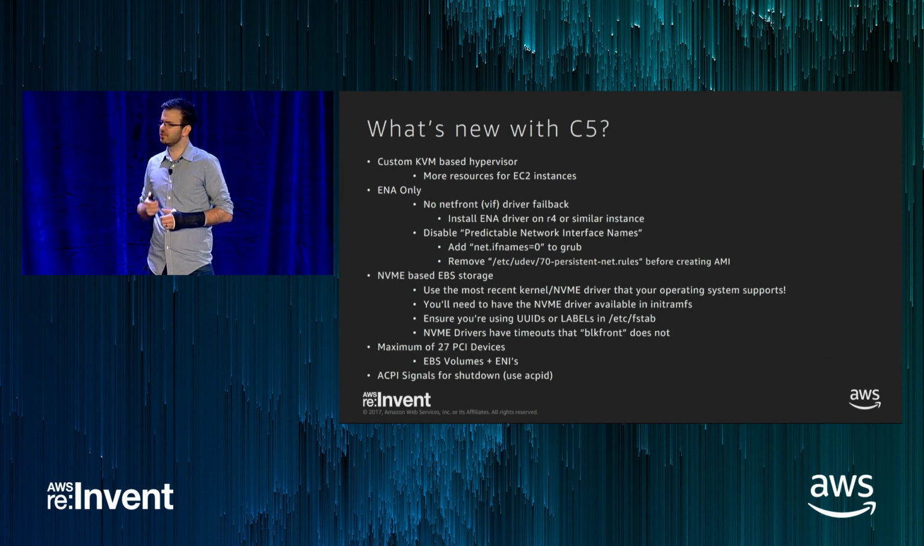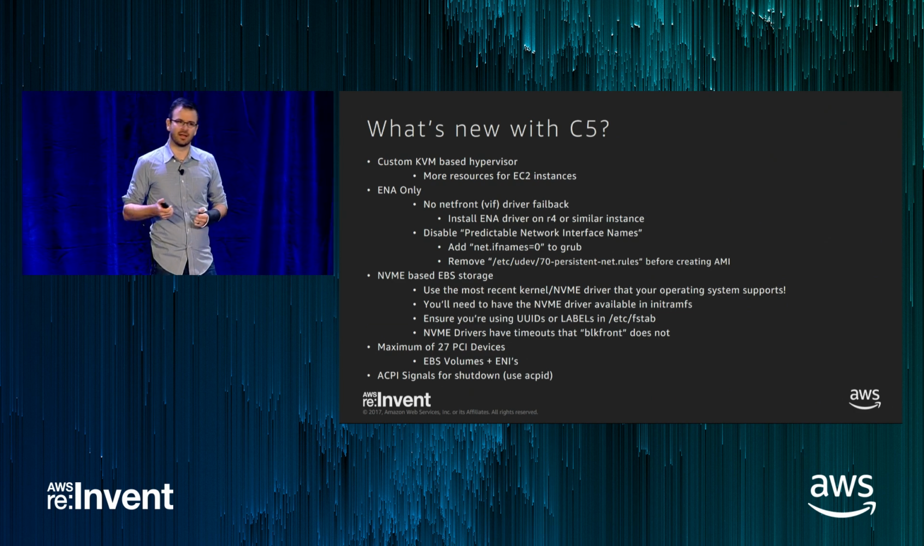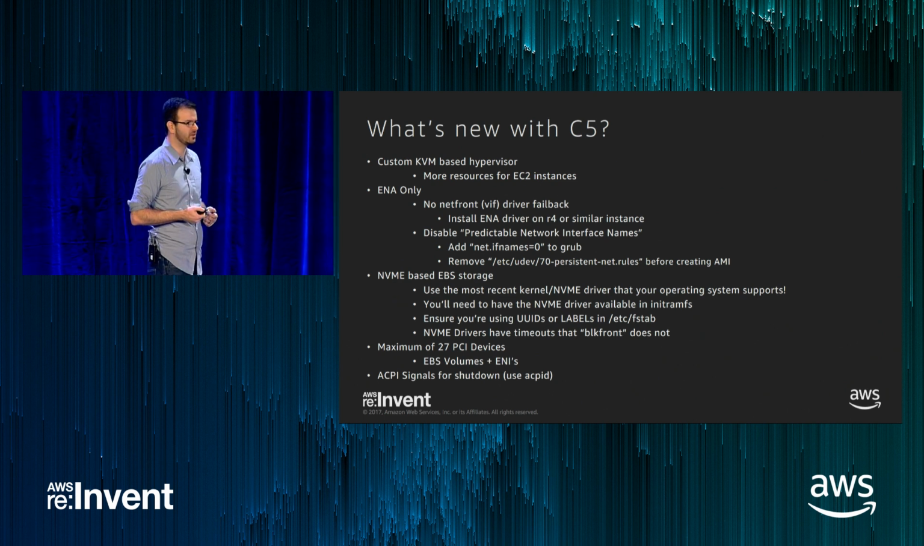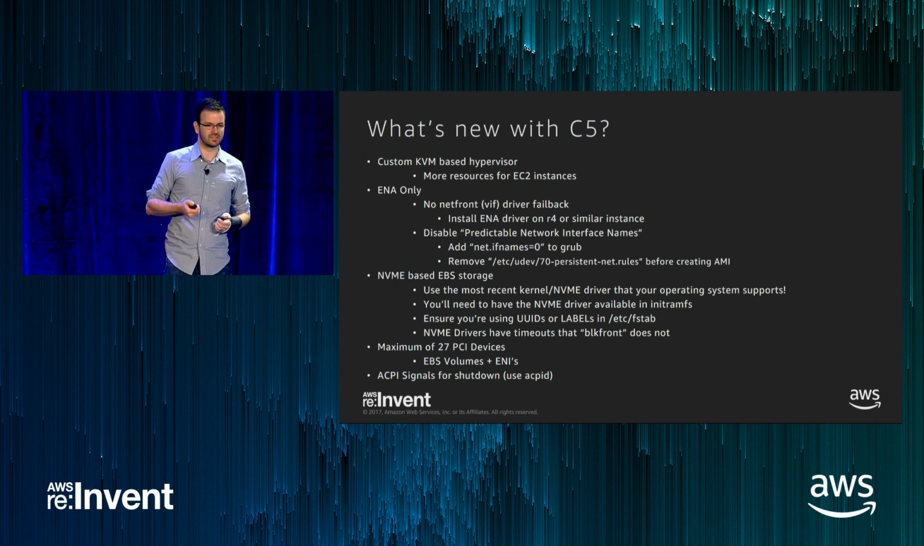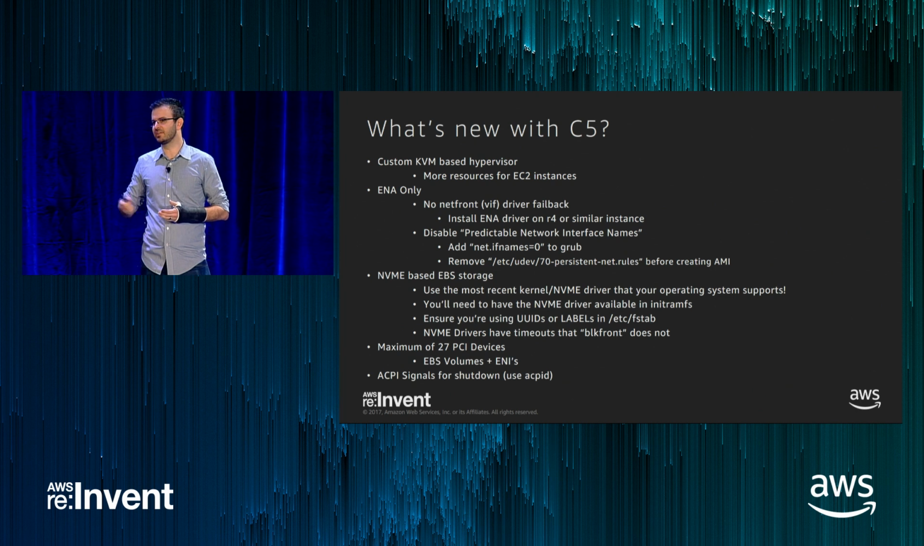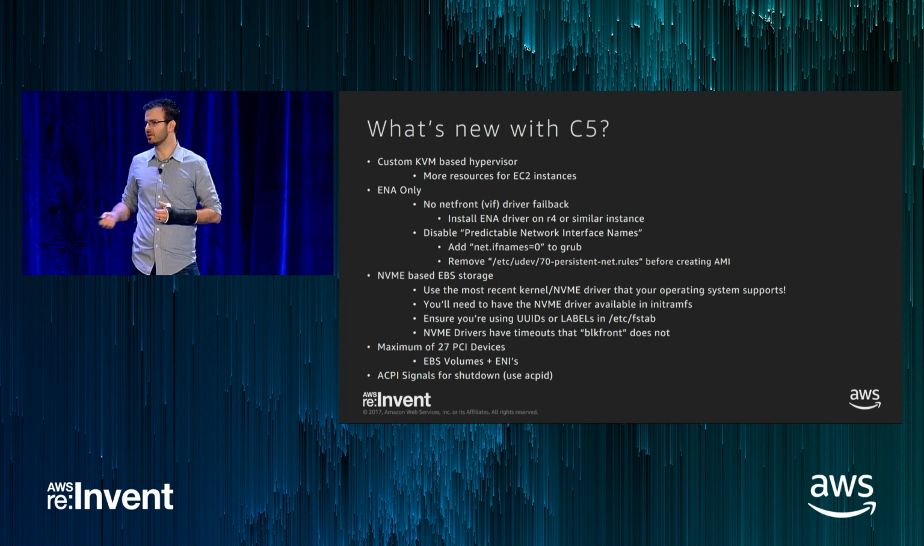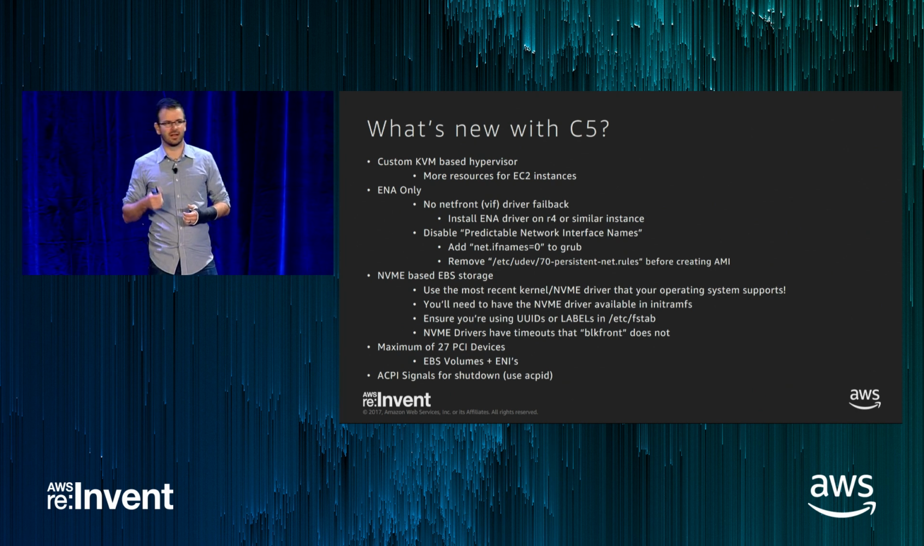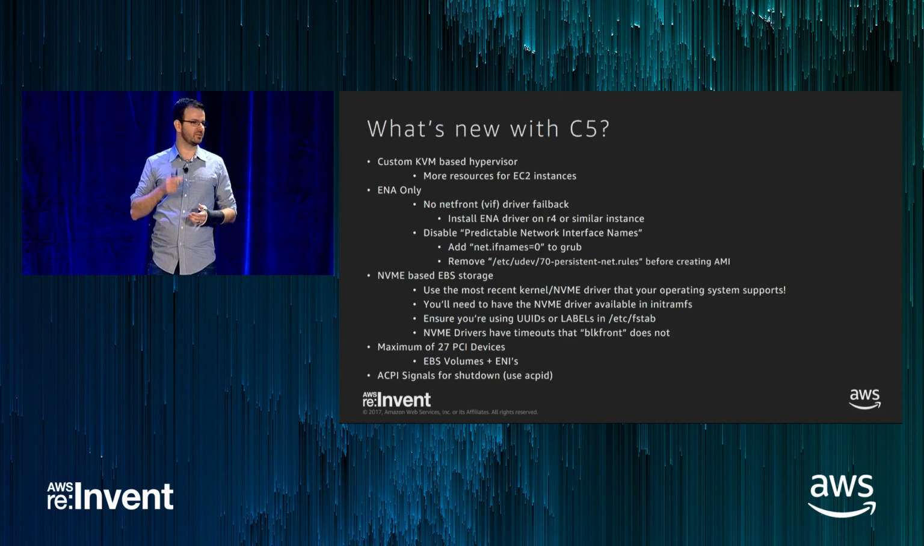You'll also need to do something. You'll need to disable a feature called predictable network interface names. And this is enabled by default on a lot of modern operating systems. And what it does is that every time you install a network card into your Linux OS, it'll set that network card to be unique.